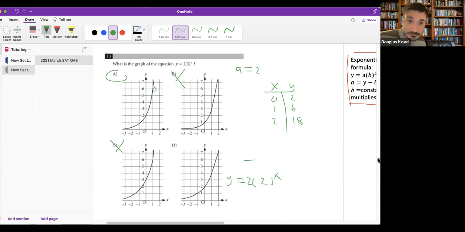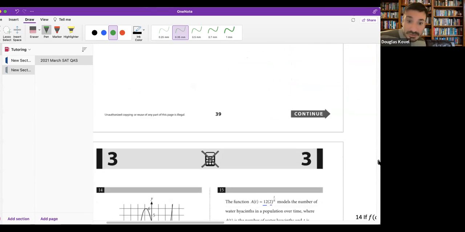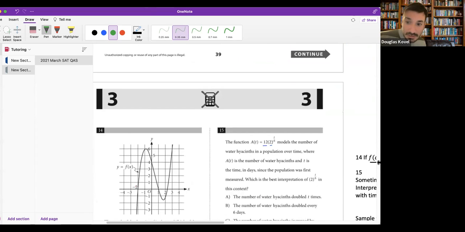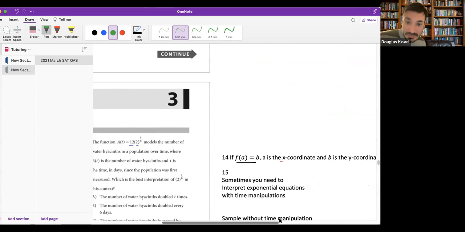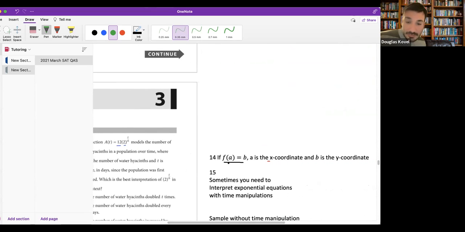All right, so I'm going to do 14, which is a really quick one. So 14 involves function notation. One thing to remember is that if you're told that f of a is equal to b, a represents the x coordinate of the point, so whatever is in the parentheses, and the value on the other side of the equal sign is the y coordinate.